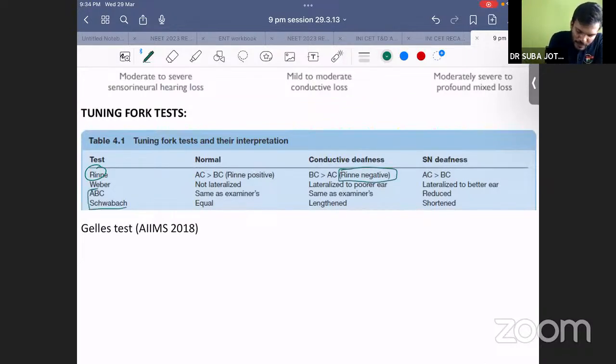Absolute bone conduction, ABC and Schwabach test, if it is shortened or reduced, means it is SNHL. You keep it like this. Rinne is mainly for conductive loss. Absolute bone conduction, Schwabach, mainly for sensory loss. Weber's is the best test where you could diagnose both the losses perfectly.